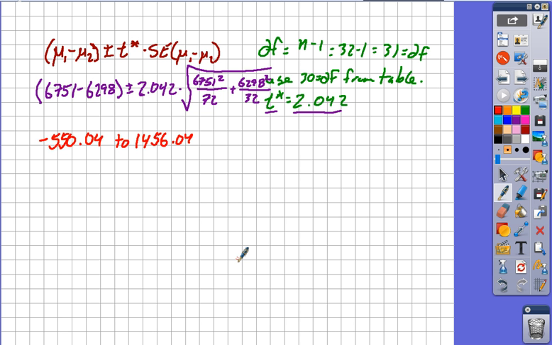So is this consistent with our hypothesis test? Yes, it is. We failed to reject it because we found not enough evidence, and notice that the zero difference is inside of our interval. The number 0 is contained between negative 550 and positive 1,456. So we have done a good job. We figured it out. Good job, folks.